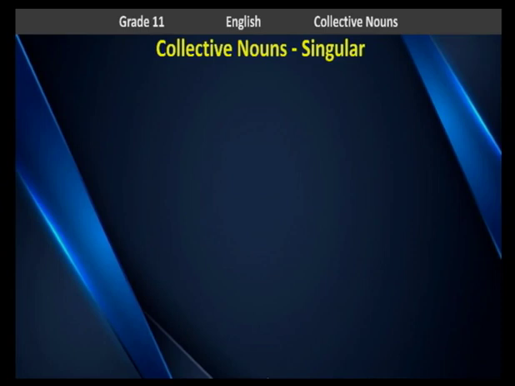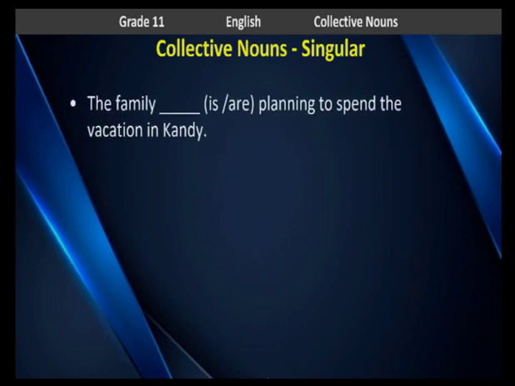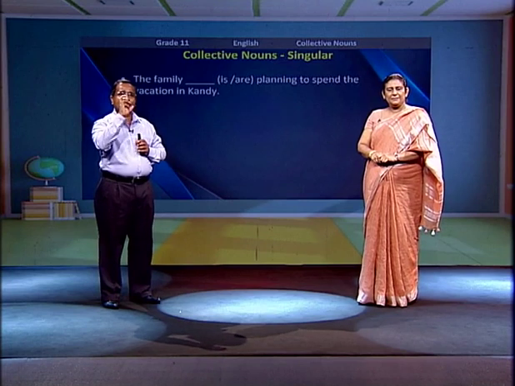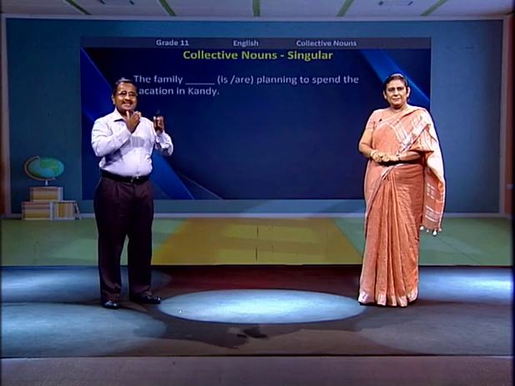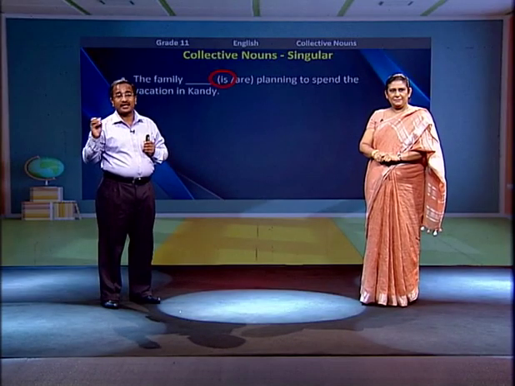But some collective nouns can be used in singular as well as in plural forms. Let's have a look at this slide where we are going to observe how we can use the collective nouns as singular nouns. Look at this first example. Can you read it out? Yes. The family are planning to spend the vacation in Kandy. Here, the family is considered as one unit. Since the family is considered as one unit, it stands as a singular noun. Since it stands as a singular noun, we use a singular verb. The family is planning to spend the vacation in Kandy.